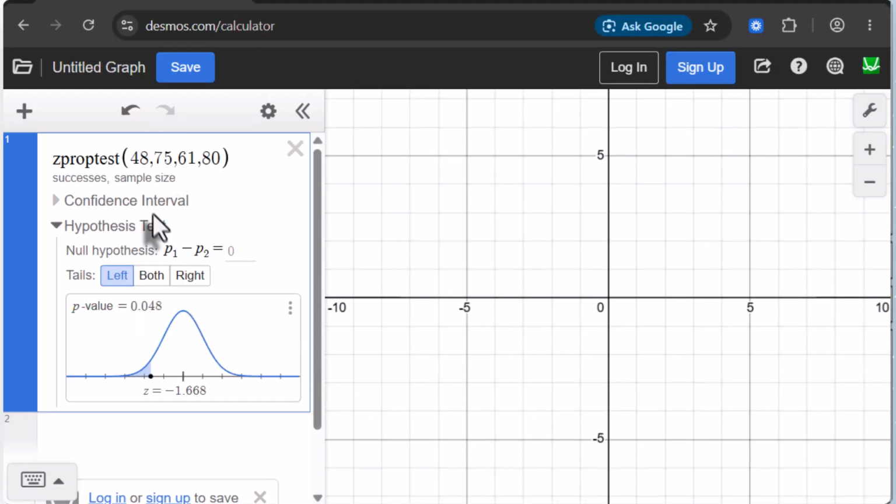If the results had been more extreme, for example, if more of the tutoring groups had passed, maybe 65 out of 80, we can see that that p-value goes smaller.